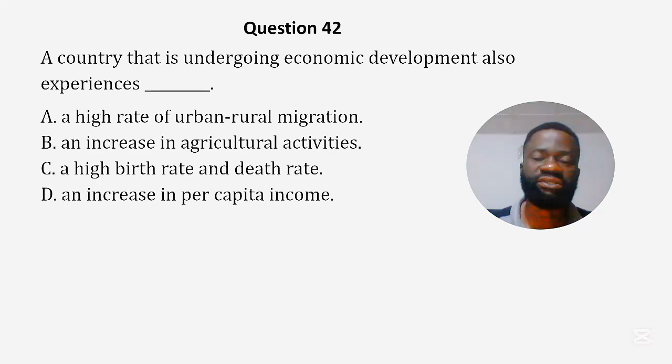Question 42. A country that is undergoing economic development also experiences dash. A. High rate of urban-rural migration. B. An increase in agricultural activities. C. A high birth rate and death rate. And D. An increase in per capita income.